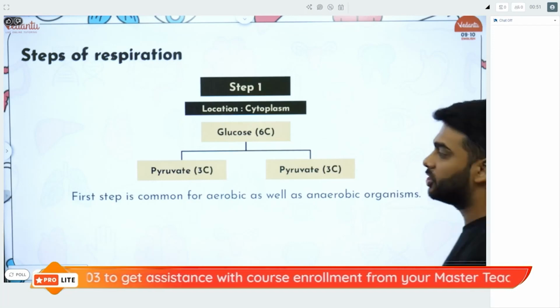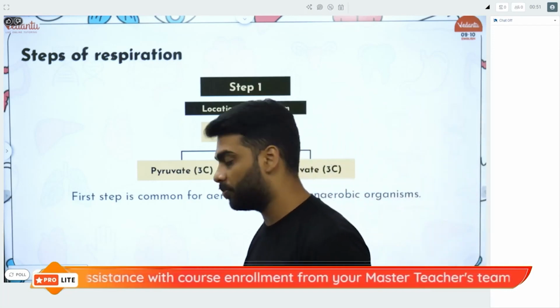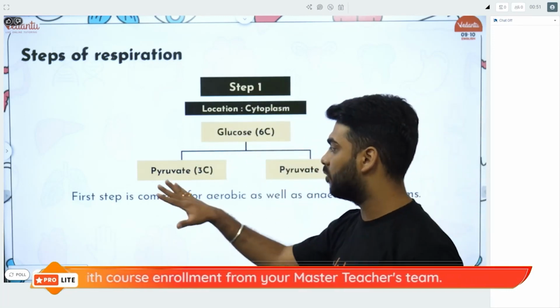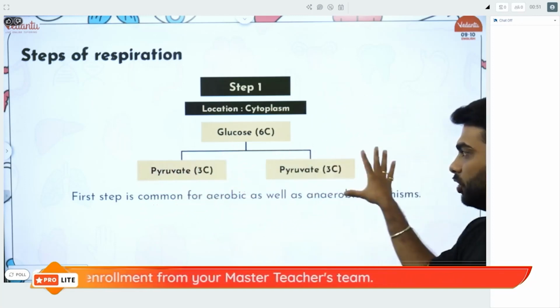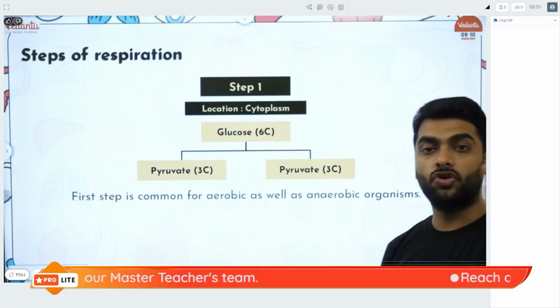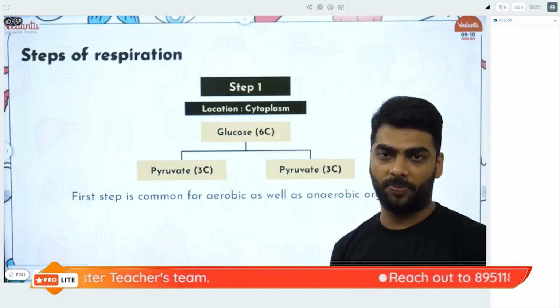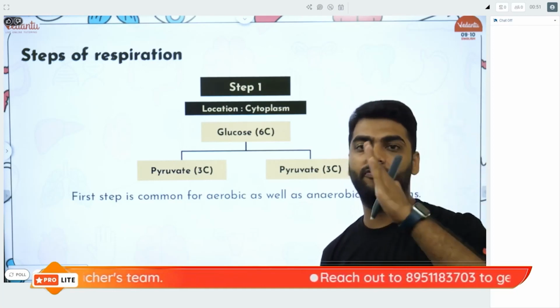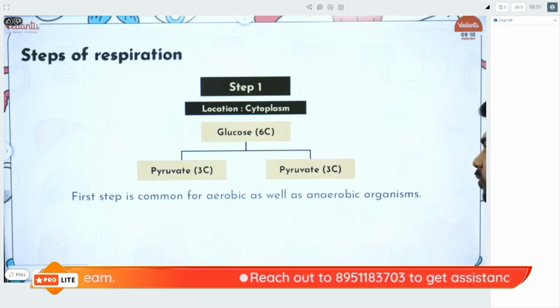So, respiration first takes place in the cytoplasm, where glucose breaks down into pyruvate, a 3-carbon molecule, 2 pyruvate molecules again. This is the first step which is common for both aerobic and anaerobic. So this is the first step where glucose is broken down into pyruvate.